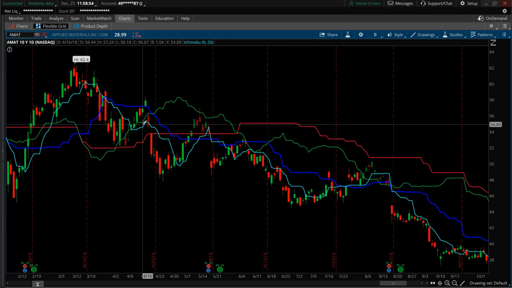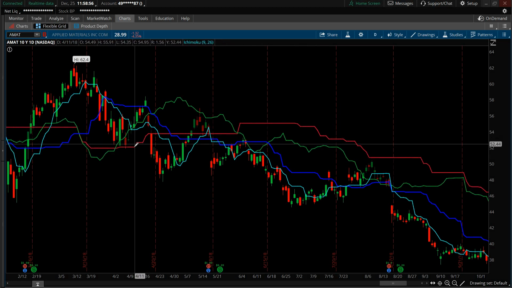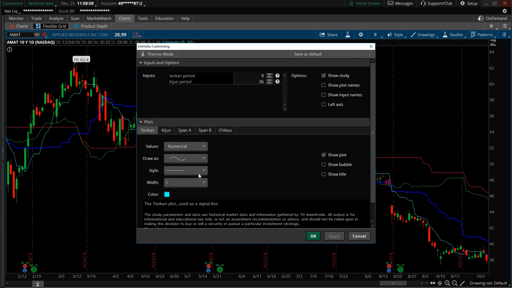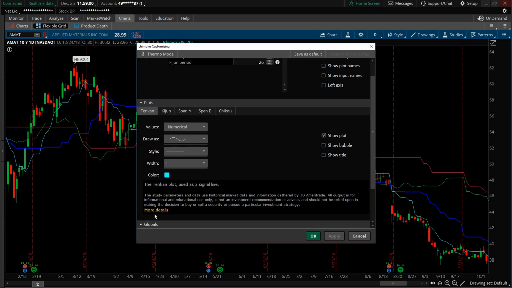It's kind of hard to look at it like this. You're kind of seeing too many lines. But when you turn it into a cloud, it makes your life a lot easier.